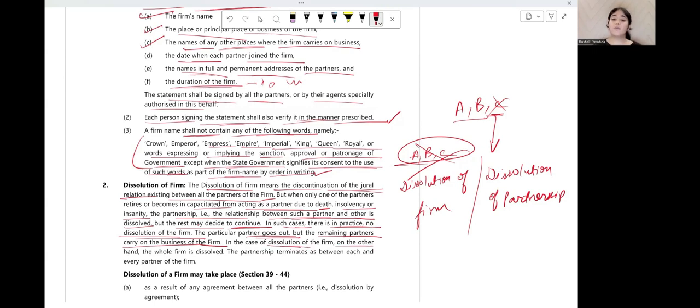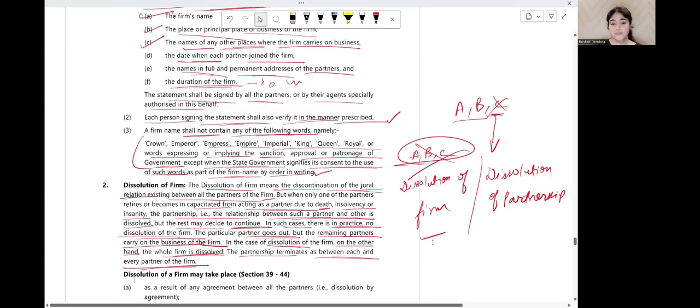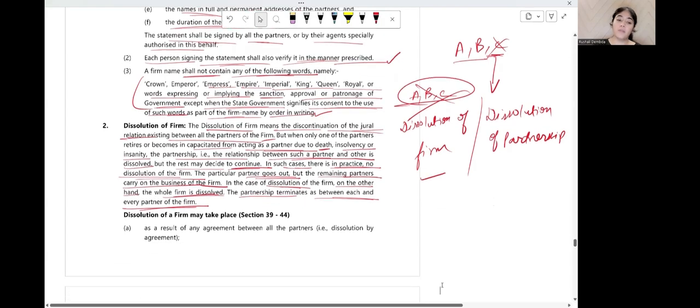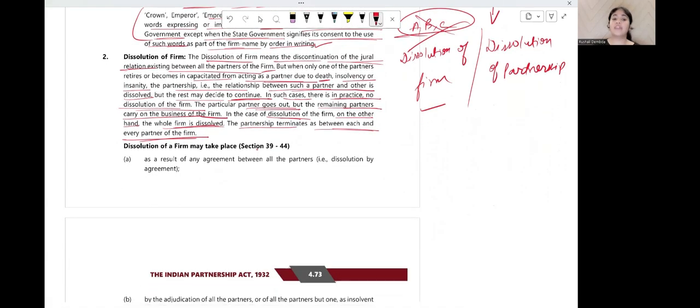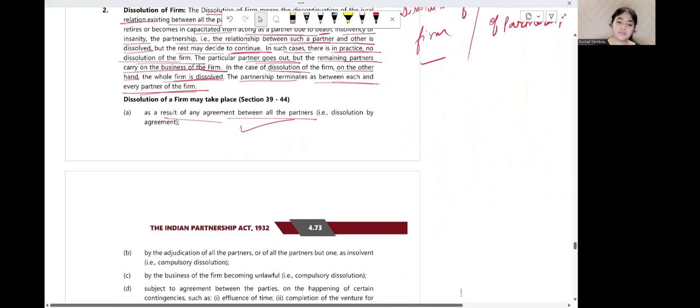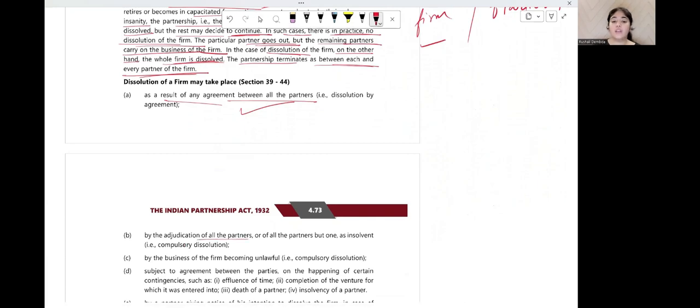In case of dissolution of firm, on the other hand, the whole firm is dissolved. When you dissolve the firm, the entire firm will be dissolved. Partnership terminates as between each and every partner of the firm. So whatever partnership was there between A and B, B and C, and A and C, everything will be dissolved. Now, dissolution of firm may take place by agreement, like you had written that now we want to dissolve it, as a result of agreement between all partners. Then by adjudication of all the partners, or of all the partners but one, as insolvent. All the partners became insolvent or one partner became insolvent, that time also your firm will be dissolved.